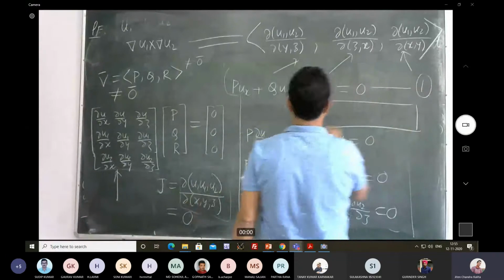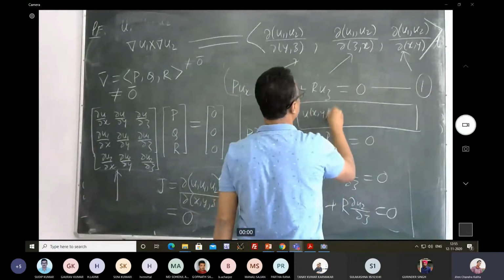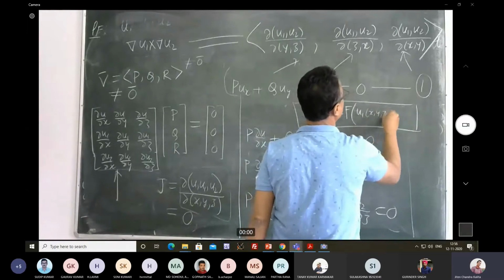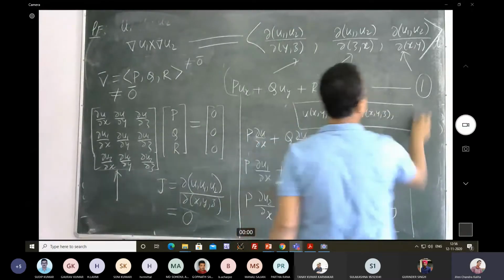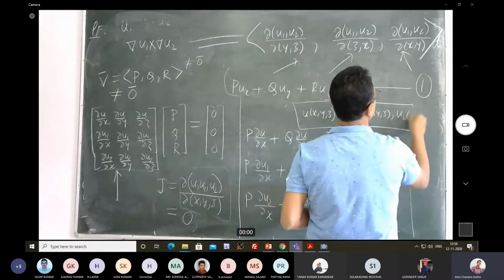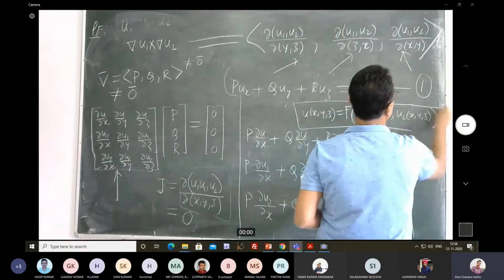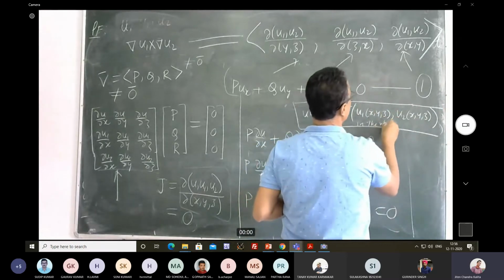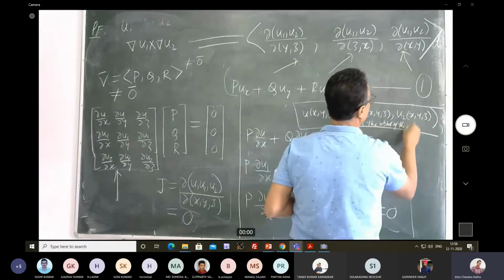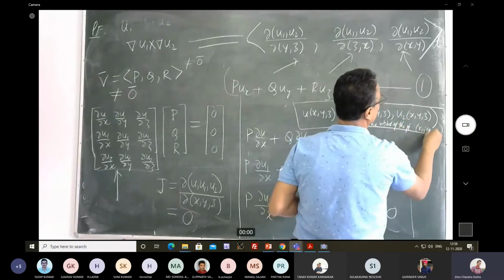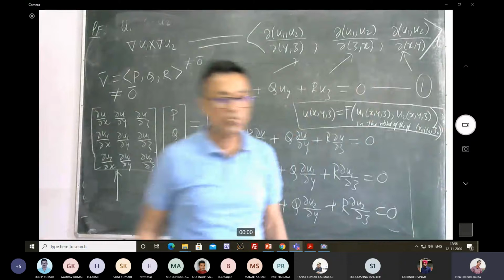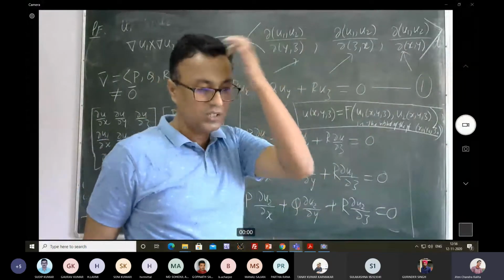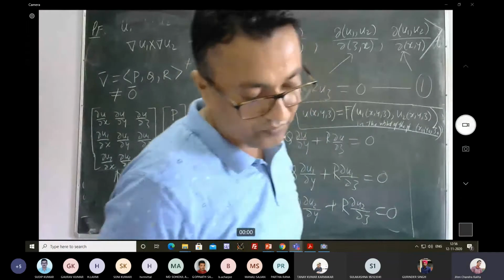here u can be expressed as some function of u1 and u2, right, in the neighborhood of the point x0, y0, z0. So the proof is complete. Okay. So now, yeah, the proof is complete.